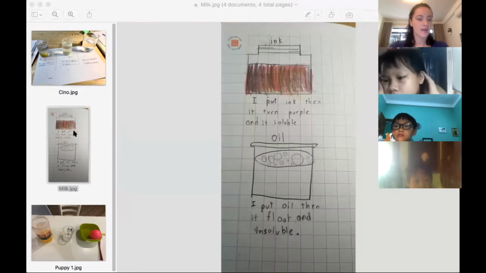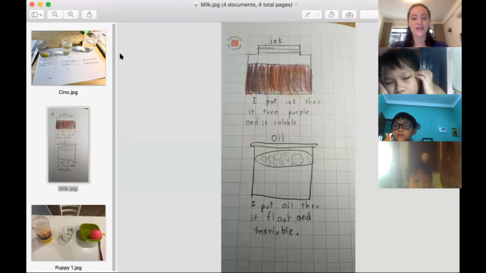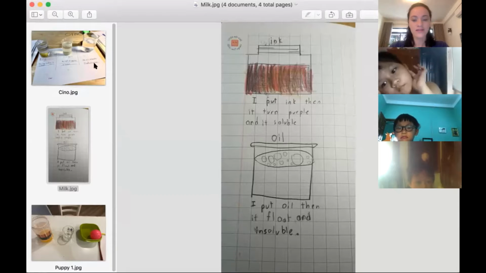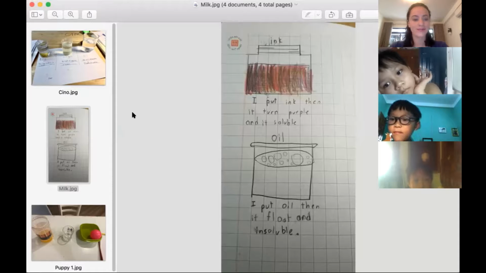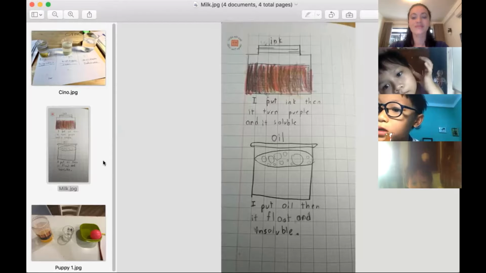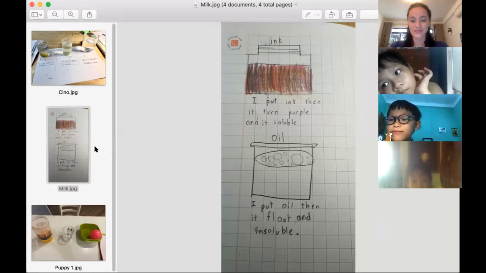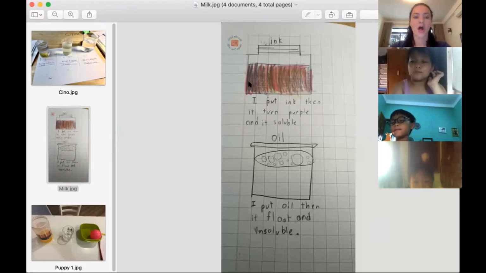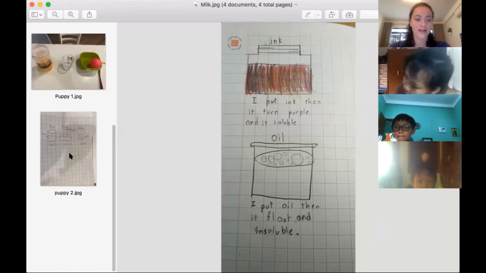It's all gone now. Here's Milk's. Milk, you did a really good job. You did ink, and then you did oil. Milk, can you please read what you wrote under the ink? I put ink that is soluble and it's soluble. Very good. Go ahead and read the oil as well. I put oil that is floats and insoluble. Excellent. So the ink is soluble. It all mixed in. The oil floats on top, so it's insoluble. It cannot mix in with the water.